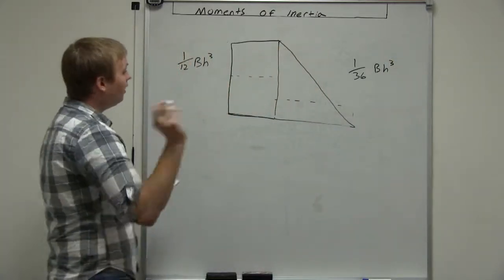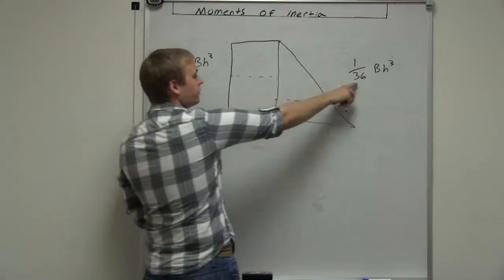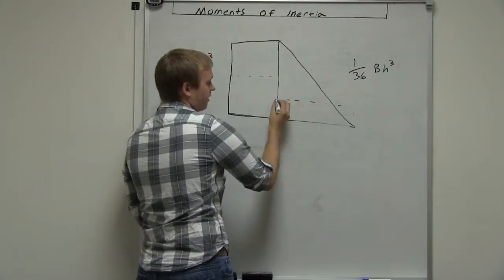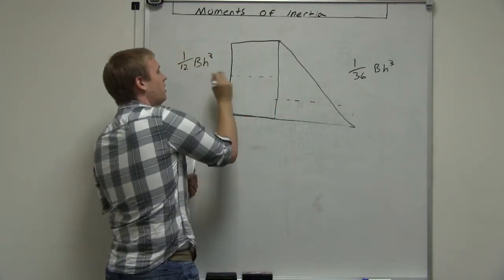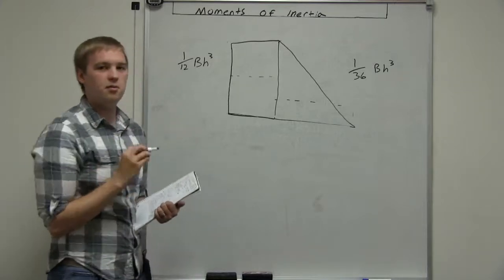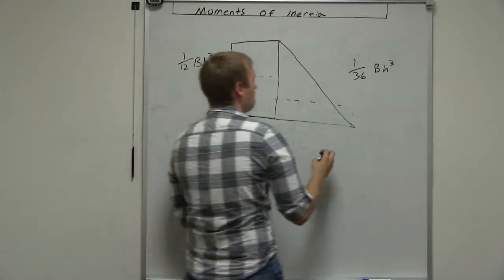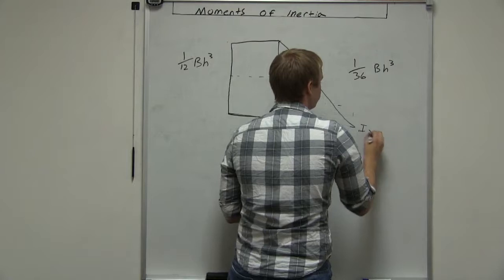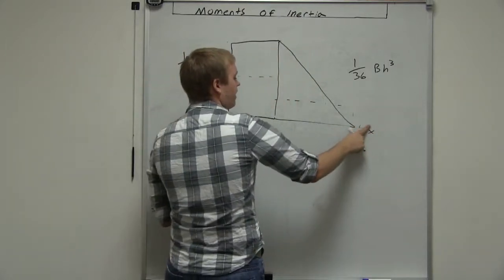Okay, but this moment of inertia is going to be about this axis right here, and this moment of inertia is going to be about this axis right here. And we cannot add those together until we get them about the same axis. So say we want the moment of inertia about this x-axis here.